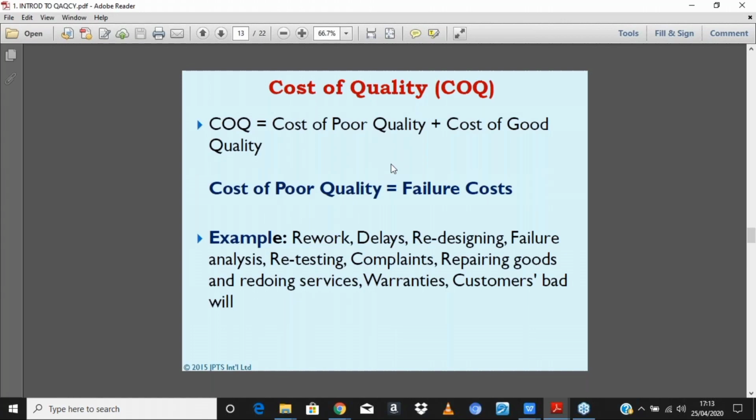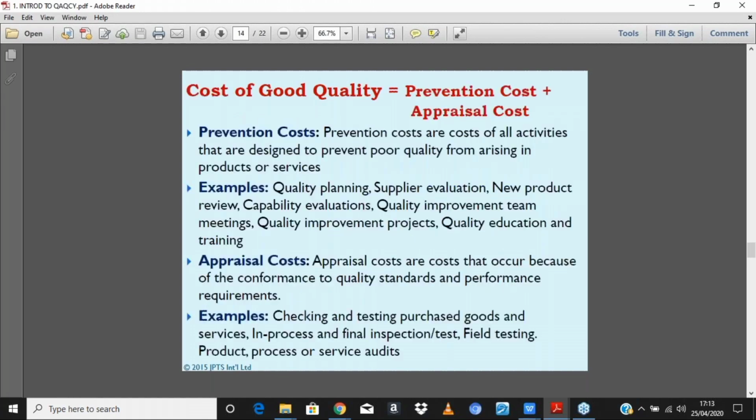All of that is what we call failure cost. Then there is the cost of good quality, which is a combination of both preventive and appraisal costs. What are preventive costs? Preventive costs are costs of all related activities that are designed to prevent what? Poor quality. Examples: quality planning, evaluation, which I'm going to look at later, quality improvement teams and projects. All of that talks about the preventive cost.